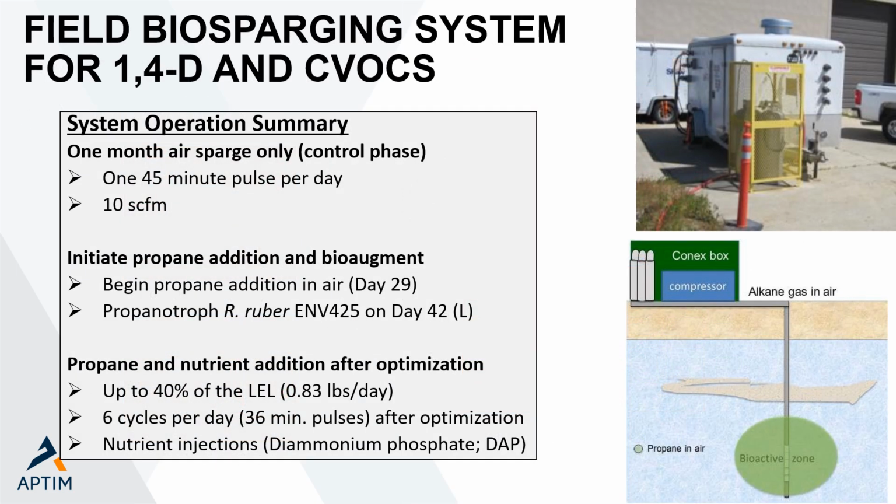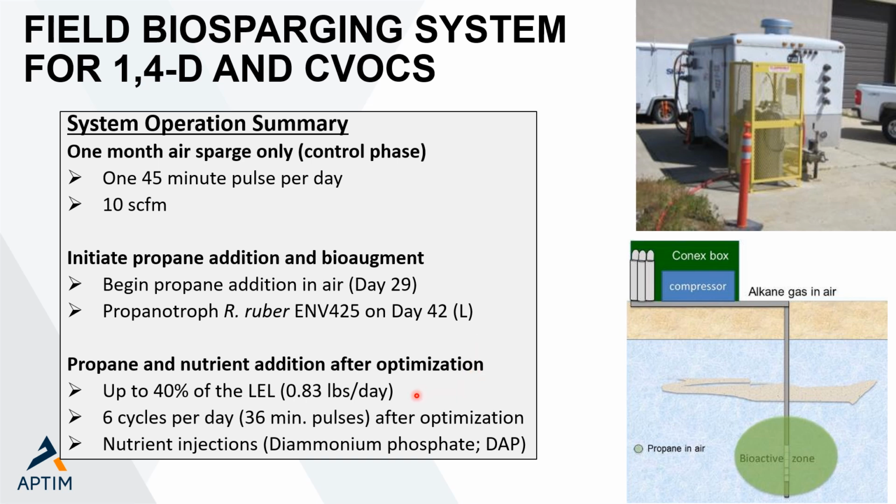Treatability studies that I'm not going to show here due to time showed that propane was an effective substrate here, but propanotroph populations were low, so the aquifer was bioaugmented with a propanotroph to increase the density of the organisms at the beginning. During the first month, there was only air sparging, just to see if there was any stripping of 1,4-dioxane. That occurred at a 145-minute pulse per day. Then the propane addition began around day 29, and the aquifer was bioaugmented on day 42. From there on out, it was just propane and nutrient addition.